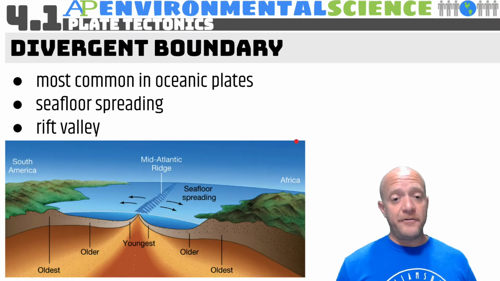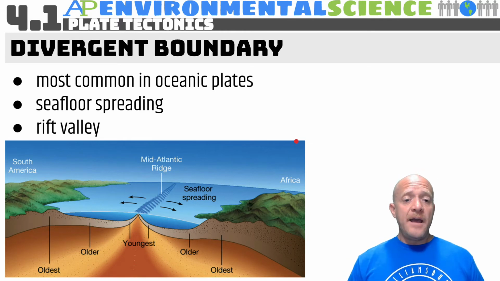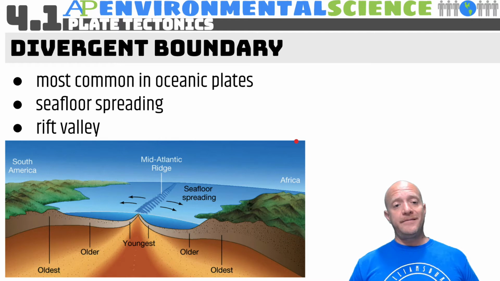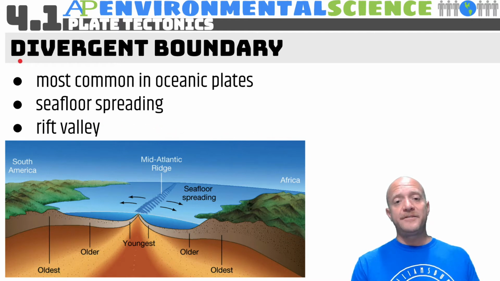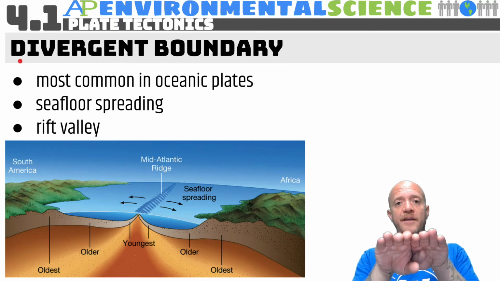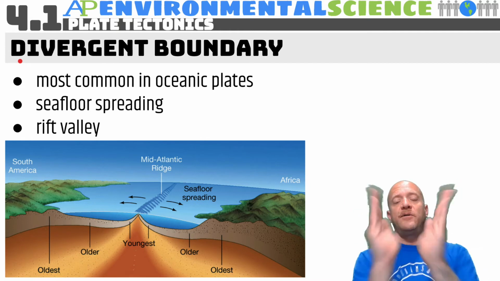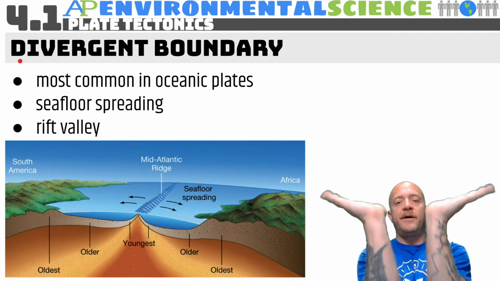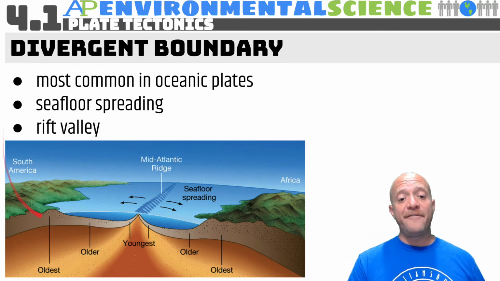Okay, a divergent boundary is actually the most common in oceanic plates, and divergent boundary, just like the word looks like, diverge, you go apart. So this is where the plates are moving apart. So if you remember from the convection current diagram, goes up and pushes apart. Where it moves apart, that is a divergent boundary.